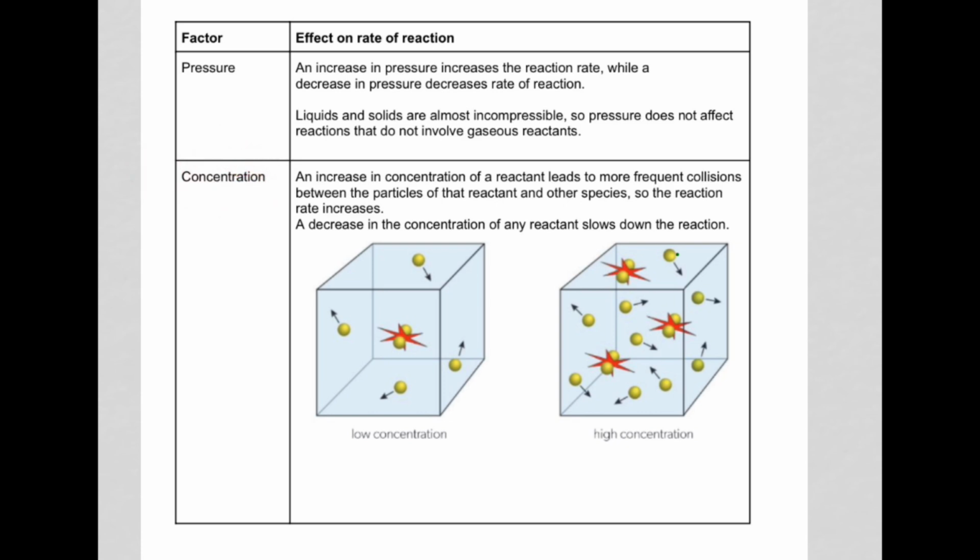An increase in concentration, as you can see here, means there's going to be more particles per unit volume, which means that you're going to increase the number of collisions and you increase the number of successful collisions. A decrease in concentration, you have less collisions.